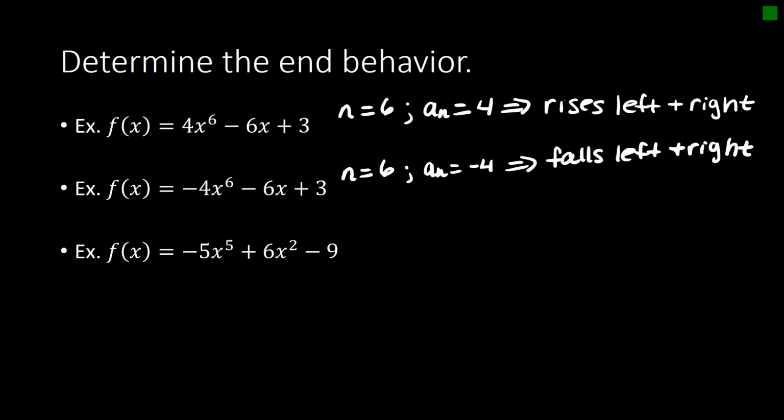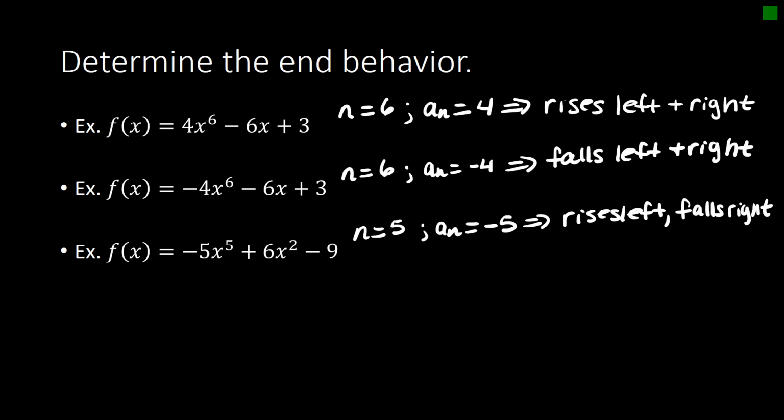The next problem we have: f of x equals negative 5x to the 5th plus 6x squared minus 9. Here the degree of the polynomial is 5. A sub n is negative. So in this case, the graph rises left and falls right.